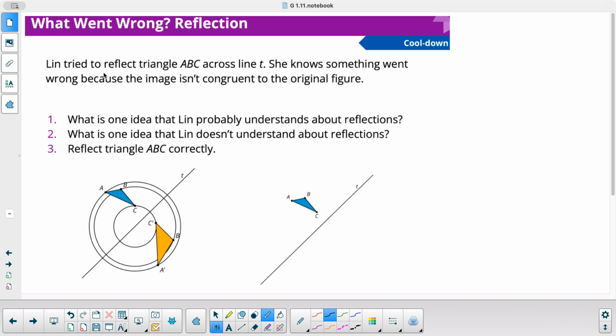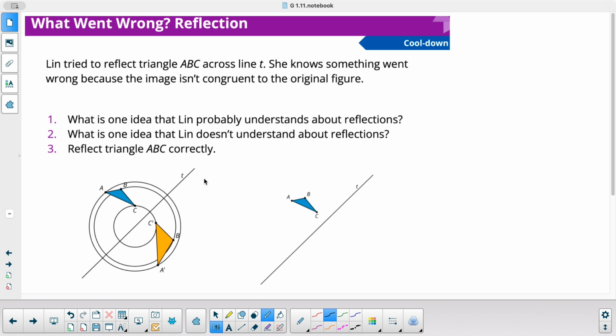All right, Lynn tried to reflect triangle ABC across line T. She knows something went wrong because the image isn't congruent to the original figure. You can definitely see that this is bigger. You could trace ABC and see if it fits on top of it. What is one idea Lynn probably understands about reflections? What's one idea that Lynn doesn't understand about reflections?